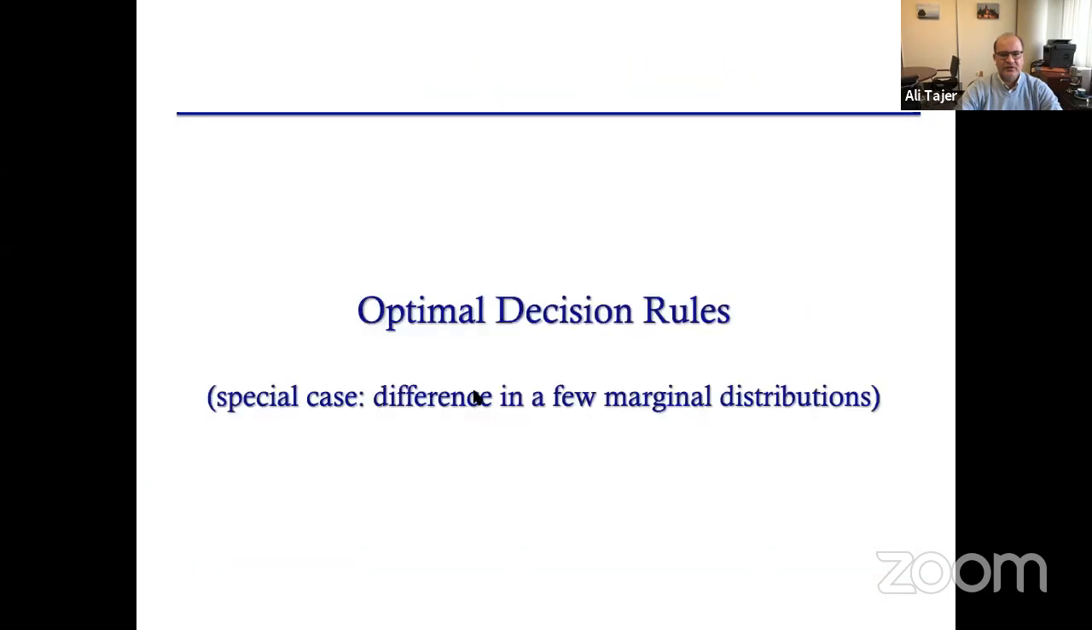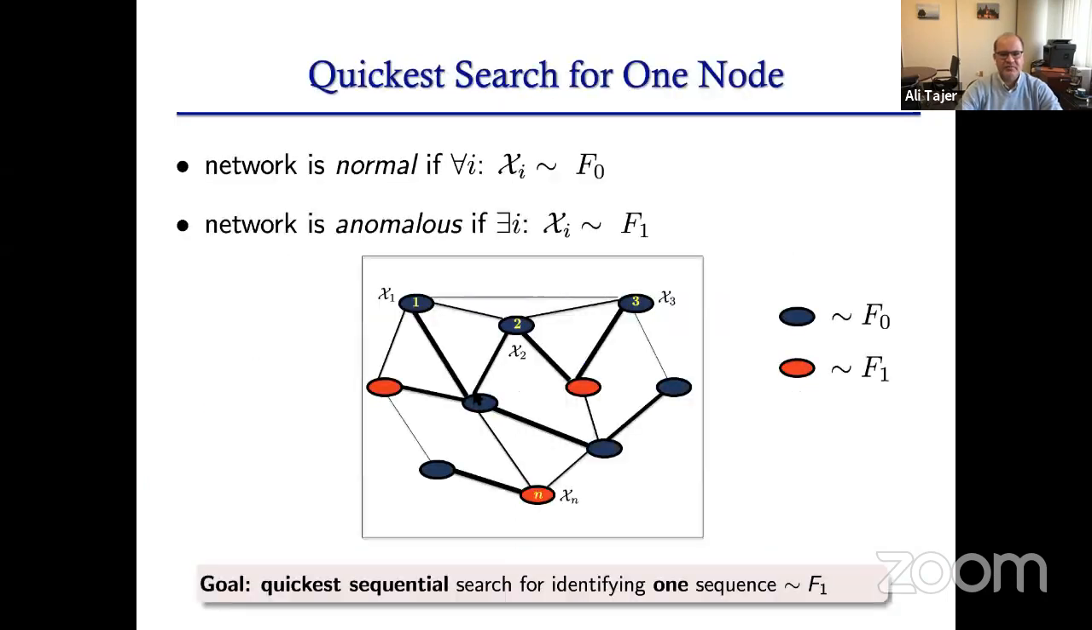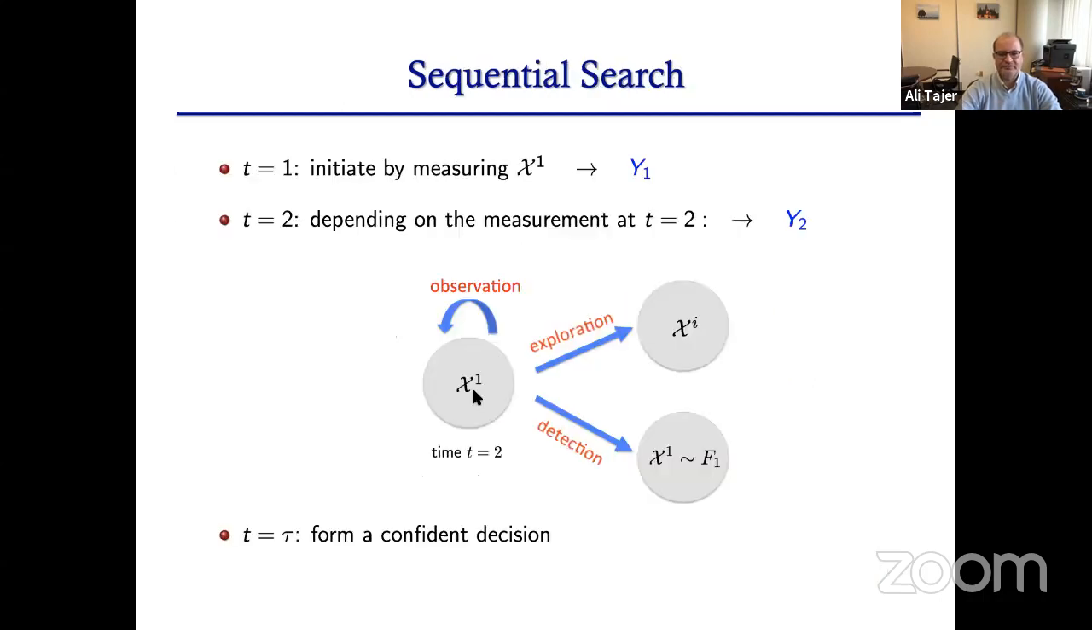So let's consider this very simple problem. We have a network. The majority of the nodes, which are blue, are generating data according to a distribution F0, and a small number of them are generated according to F1, which are denoted by the red nodes, and we call those the anomalous nodes. And we are looking for one, or a fraction, or even all of the nodes that are anomalous. Okay, so this is a very specific model in which the distributions are only different in their marginals.